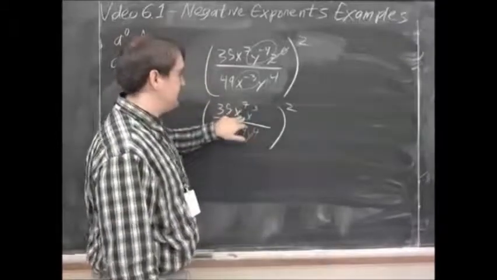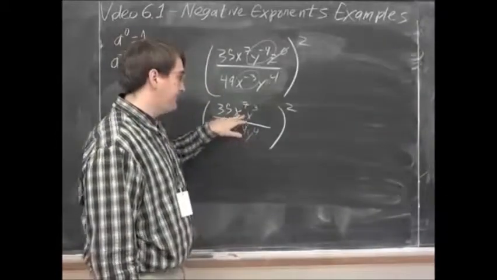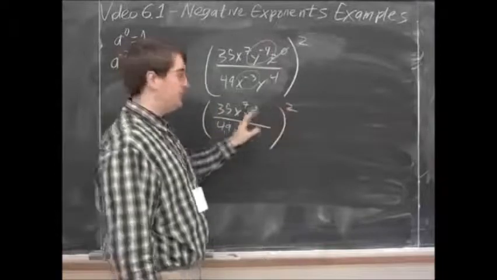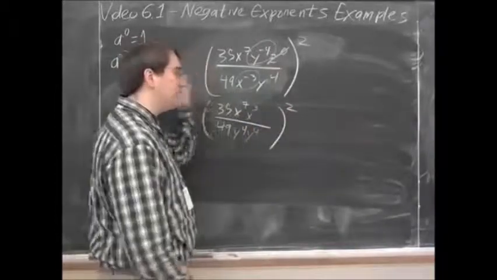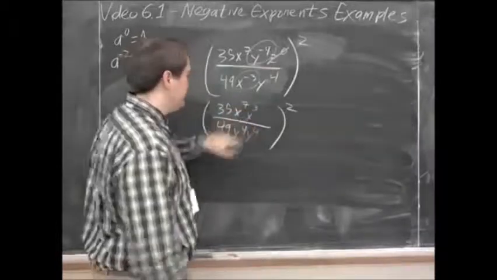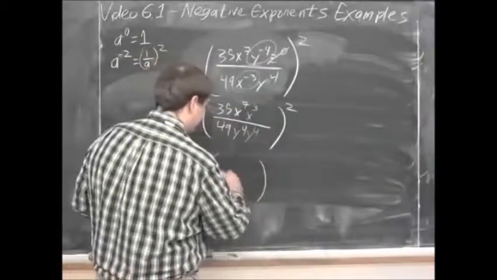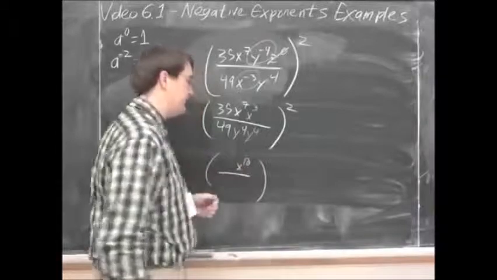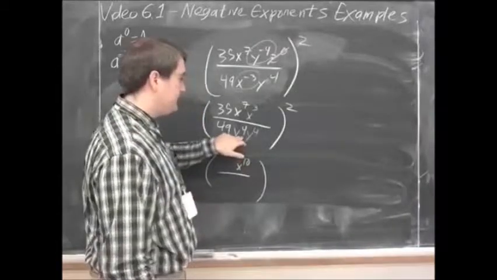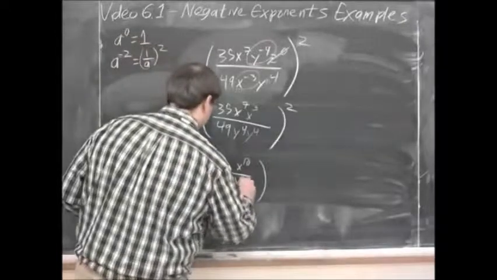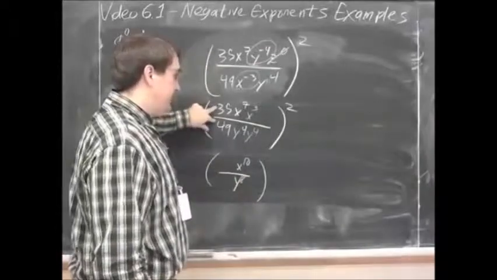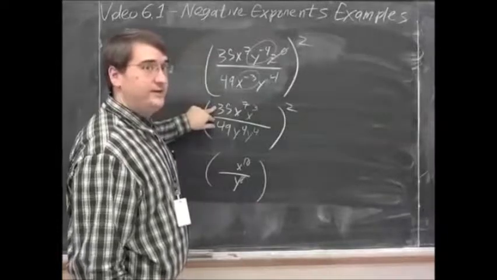I got x to the 7 times x to the 3. Now I could write out all of the 7 x's and all of the 3 x's, but hopefully at this point you've realized that we can shortcut that by just realizing that that is going to be x to the 10 on the top. This down here, y to the 4 times y to the 4, we add the exponents and get y to the 8. Now, the 35 over 49, we haven't done anything with that yet.